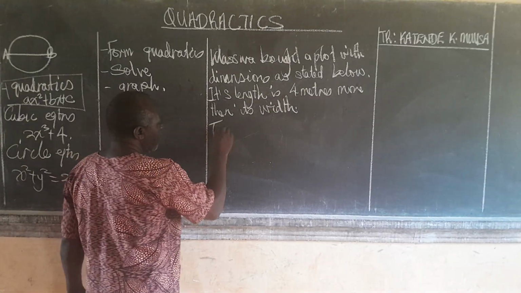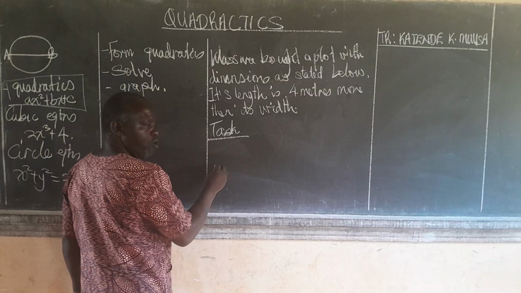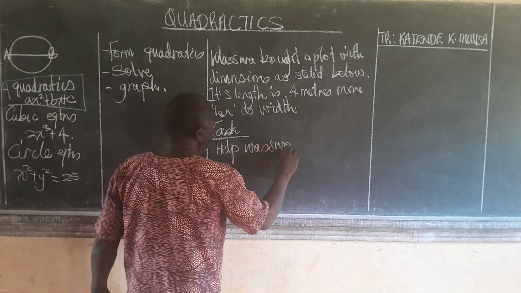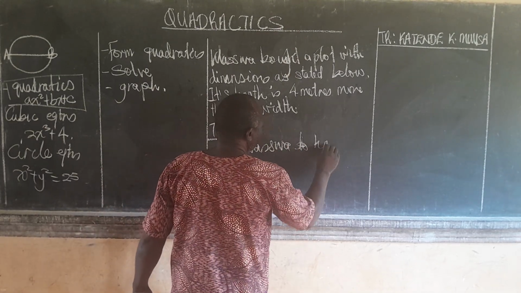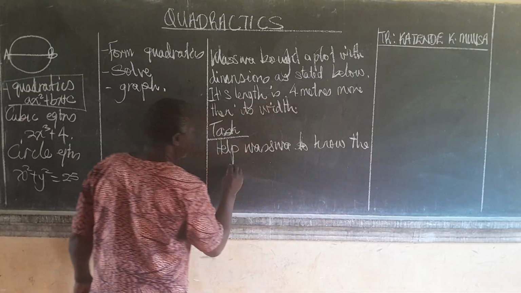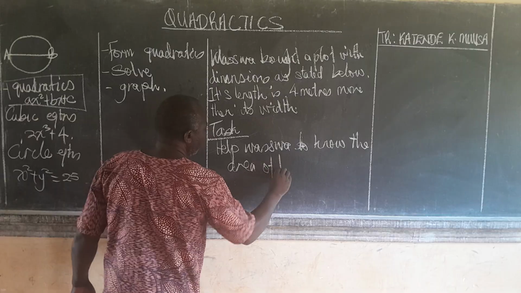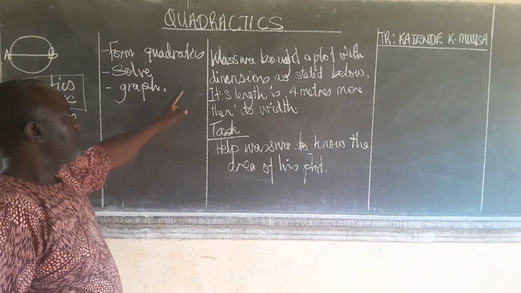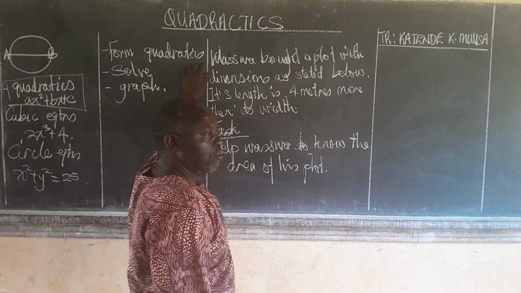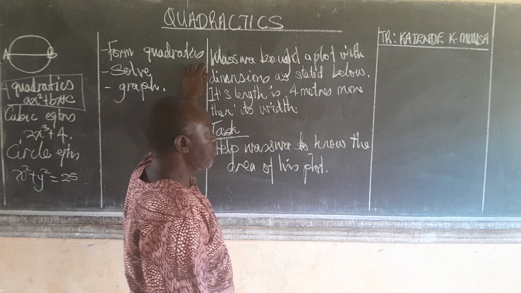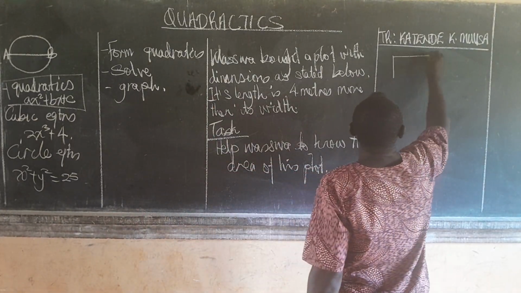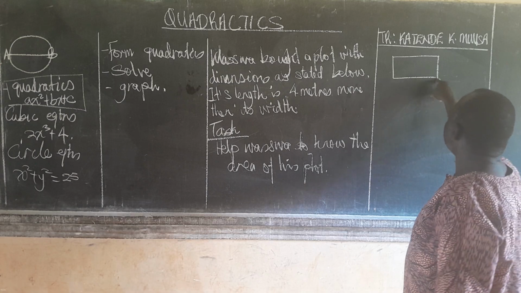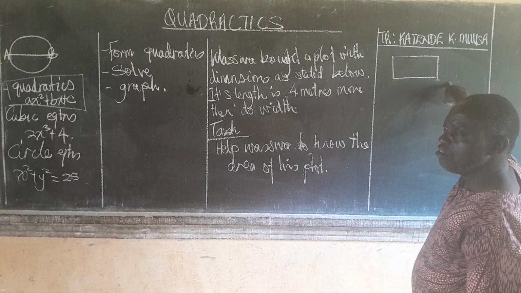Now the task, one may ask you: how was one to know the area of his plot? On several occasions, the plots are being sold in the shape of a rectangle. When we talk about the length and the width, automatically the length is the longest side and the width is the shortest.